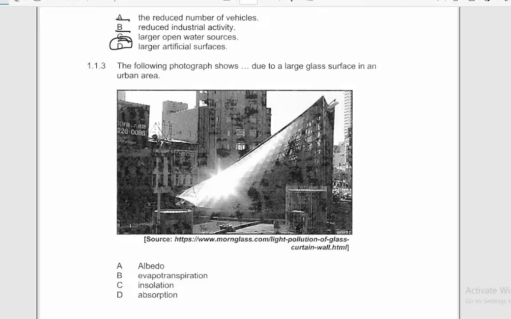The following photograph shows dash due to a large glass surface in an urban area. You can see our glass surface is shown here. This is an urban building with a glass surface which is showing that effect there. These are the sun's rays which are being reflected by this glass surface. Remember, glass surfaces are shiny, and shiny surfaces do reflect heat. So the correct response here is A. The albedo is the correct response.